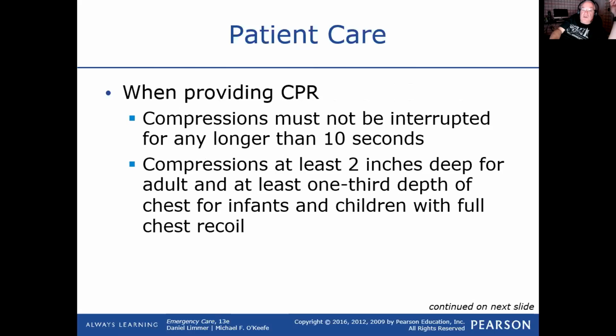We said no interruptions for more than 10 seconds. We want to go at least 2 inches deep on the adult. On kids, they would say 1/3 the depth, and really on adults too, 1/3 the distance of the chest, from the chest to the spine. They could also say on a child about 2 inches. Here it says at least 2 inches. That means greater than 2 inches. About 2 inches is around 2 inches on a child, and an infant about 1.5 inches.